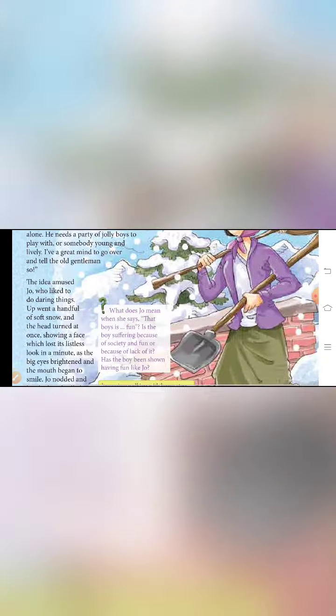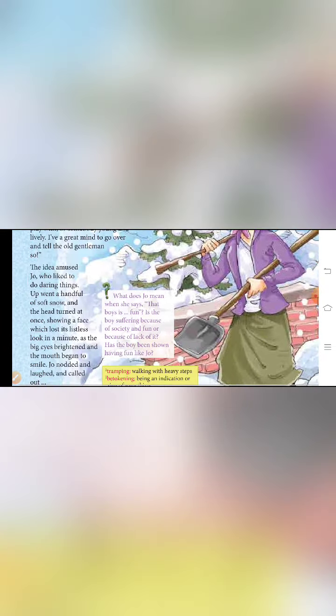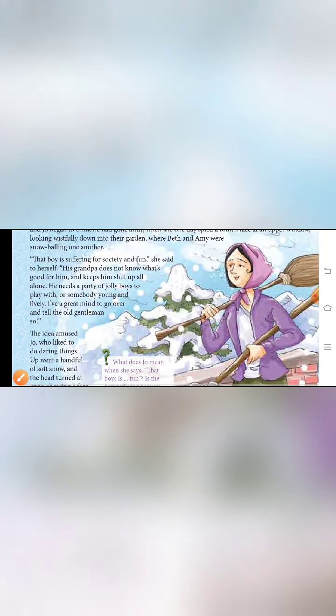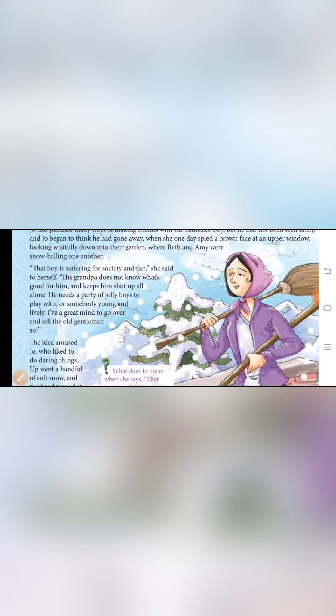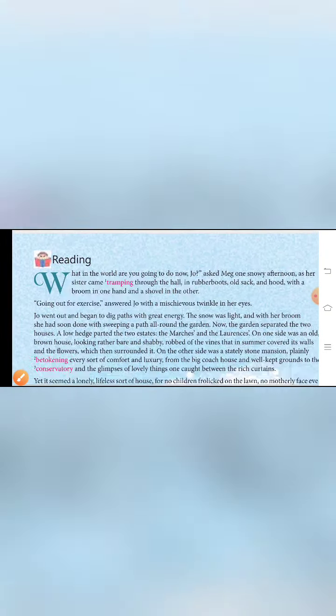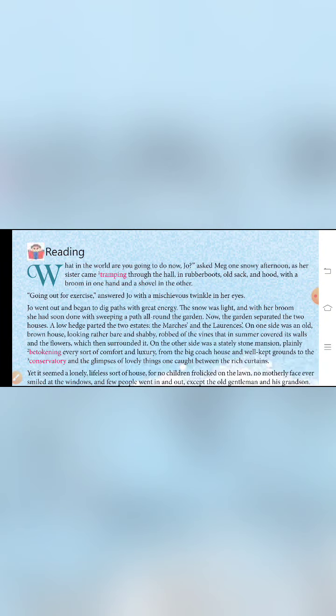I'll show you the picture of the shovel. This instrument is a shovel which Joe is carrying, right? Have you seen this instrument? So this is a shovel, right? And when we talked about hood, this scarf she is using is the hood here, right? So let's come to this. She was carrying all these things, and she was going outside in the snowy afternoon.